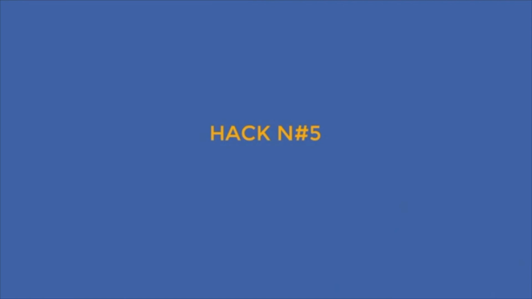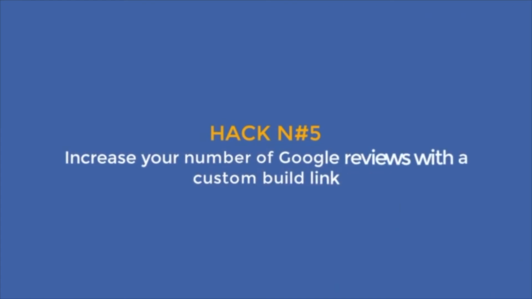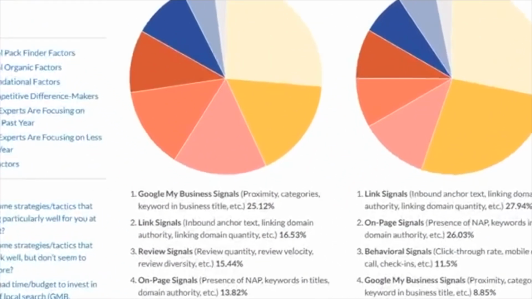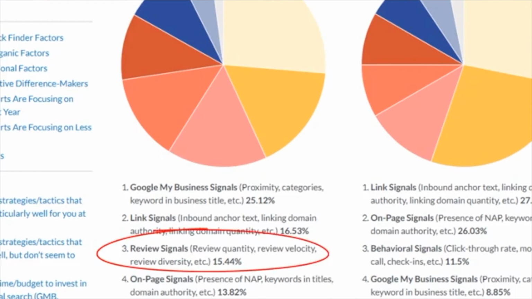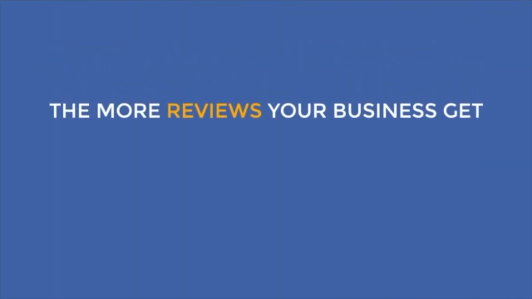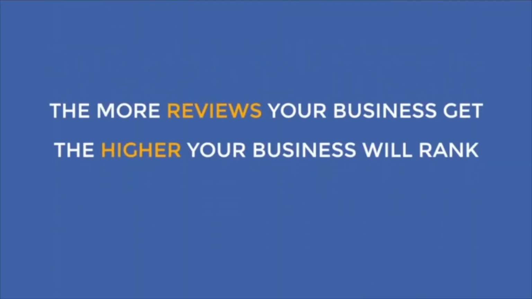Let's move on to hack number 5. Increase your number of Google reviews with a custom build link. Did you know that reviews are the third most impactful indicator that Google looks at to rank businesses in a map pack? Well, you do now. This means the more reviews your business gets, the higher your business will rank in Google. If those reviews are good, of course.